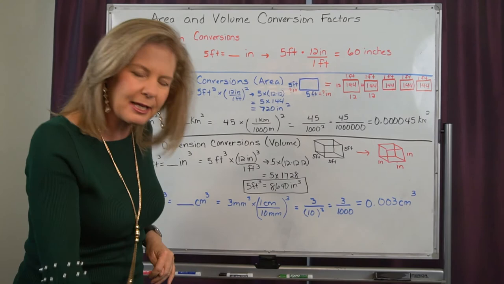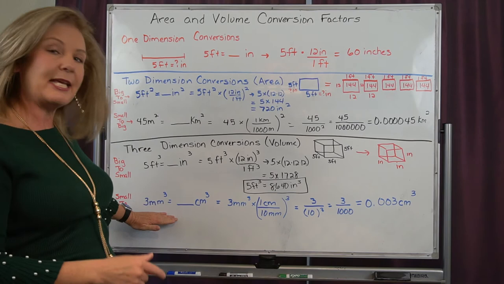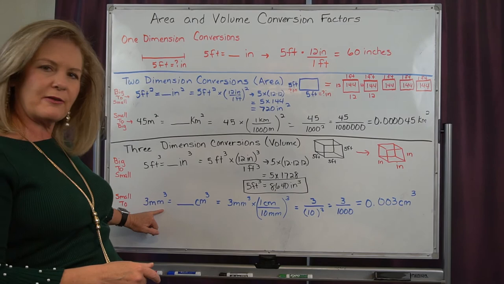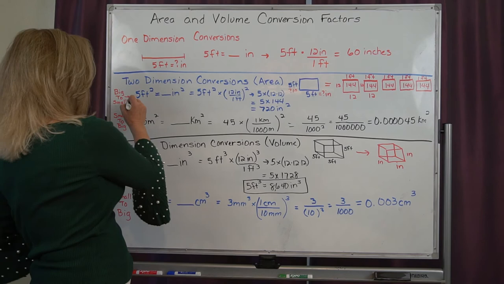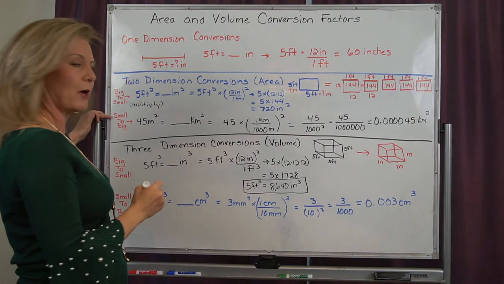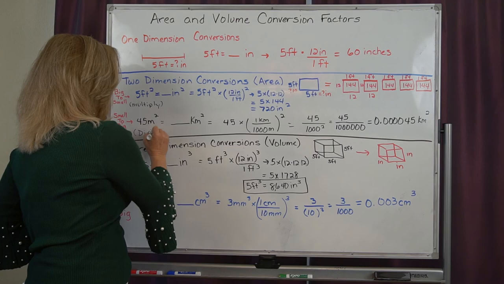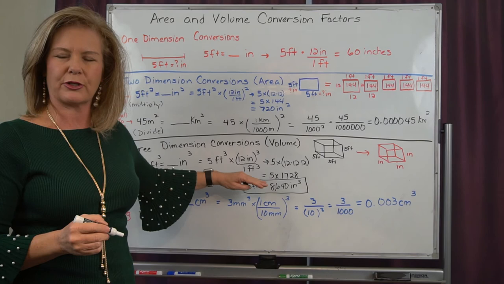Same thing happened down here. I went from millimeters to centimeters. Okay, that's a smaller unit of measure to a larger unit of measure. So when I'm doing that, I know I have to divide. So kind of the rule of thumb, if you're going from a bigger unit of measure to a smaller, you're always going to multiply. If you're going from a smaller unit of measure to a bigger unit of measure, you're always going to divide. And it doesn't matter whether you're in a 2-dimensional conversion or a 3-dimensional conversion.